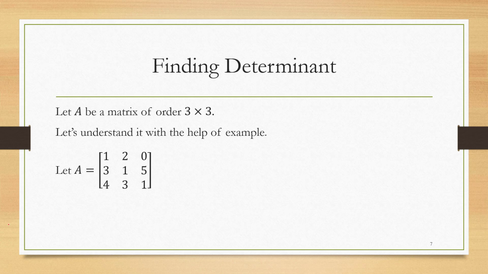Finding determinant of 3 by 3 matrix. We'll again understand it with the help of an example. We are going to use the method of expansion of rows or columns to find the determinant. So first thing is choose any one row or column. I'm going to do two questions, one by expansion of a row and the other I will be doing by expansion of a column. Then I will tell you which one we have to choose.